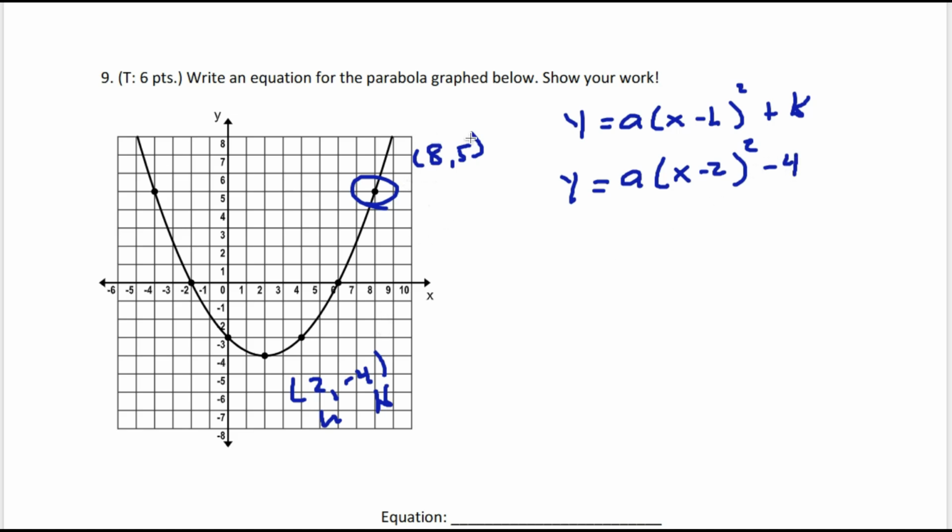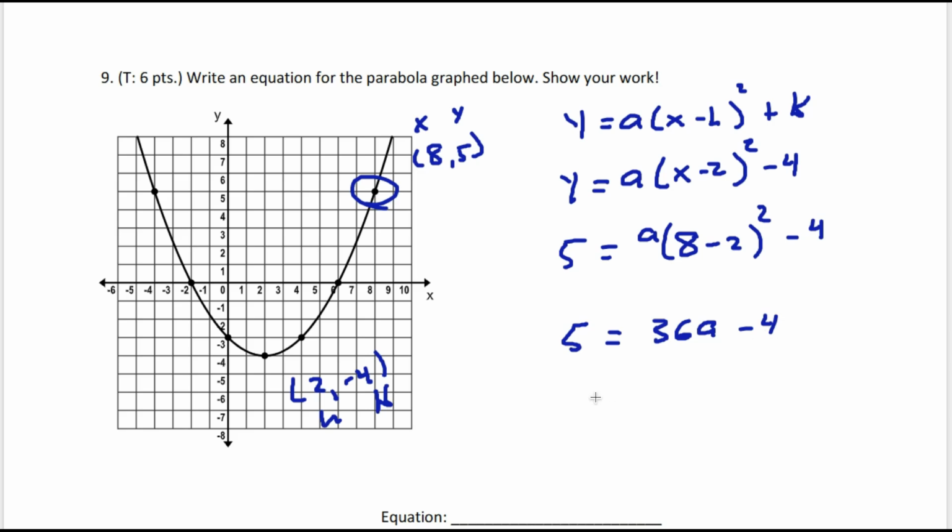And let's put in the point. So 8 goes in for x, 5 goes in for y. 8 minus 2 is 6, squared is 36, so we get 5 equals 36a minus 4. If I add 4, I get 9 is 36a. And if I divide, I get a is equal to 9 over 36, which is actually 1/4.